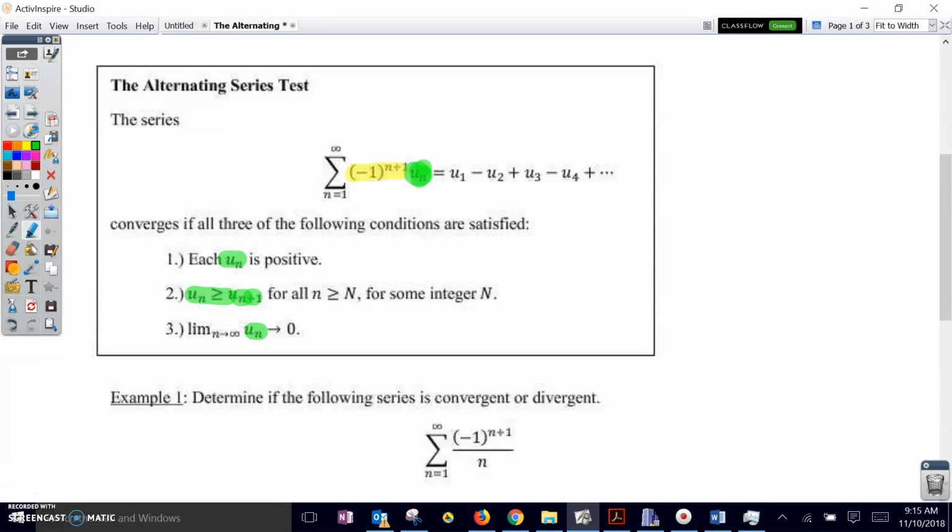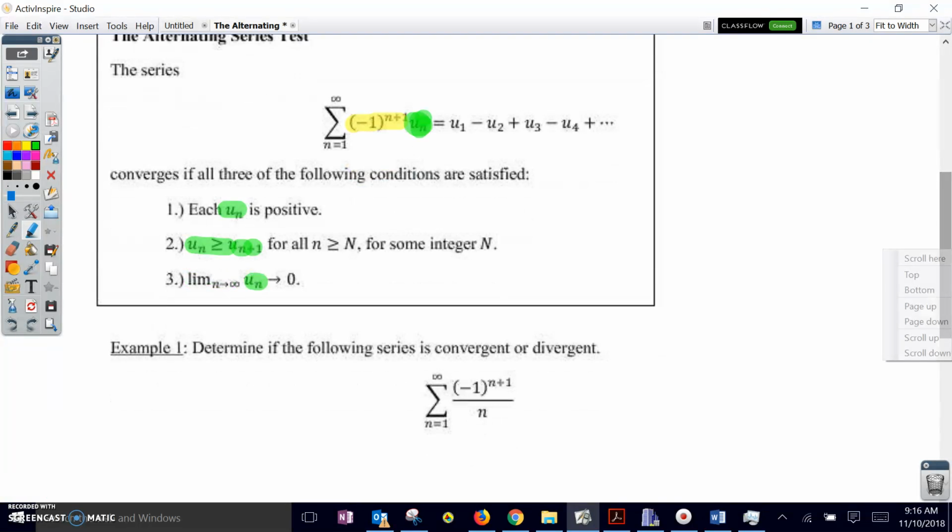values of n greater than some particular integer, we usually don't have to go too high with that integer to find where it starts to be greater than or equal to u sub n plus 1. And as long as the limit as n approaches infinity of u sub n approaches 0, this alternating series will converge. And so basically when we're using the alternating series test to determine if an alternating series converges or diverges, we're just going to go through these three steps, kind of like a little checklist. And if we find that all three of them are true, then the series converges. If we find that any of the three are false, then we know that the series diverges.